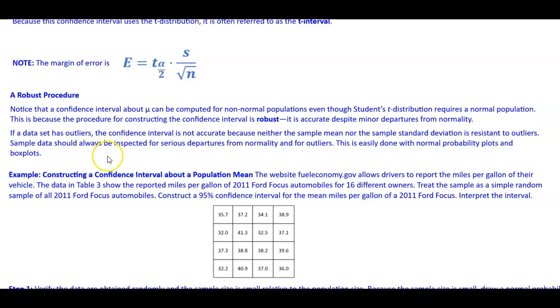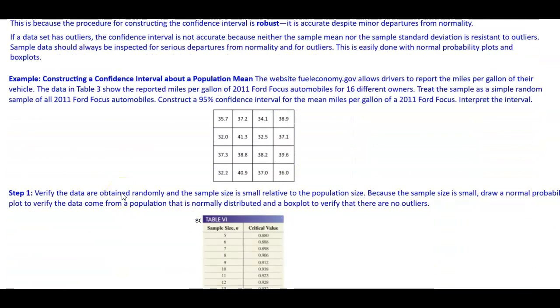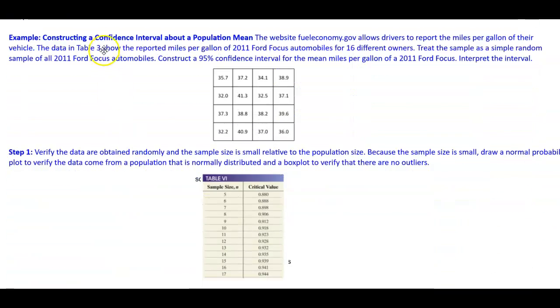If a data set has outliers, the confidence interval is not accurate because neither the sample mean nor the sample standard deviation is resistant to outliers. Sample data should always be inspected for serious departures from normality and for other outliers. This is easily done with normal probability plots and box plots. Okay, let's look at an example: constructing a confidence interval about a population mean.